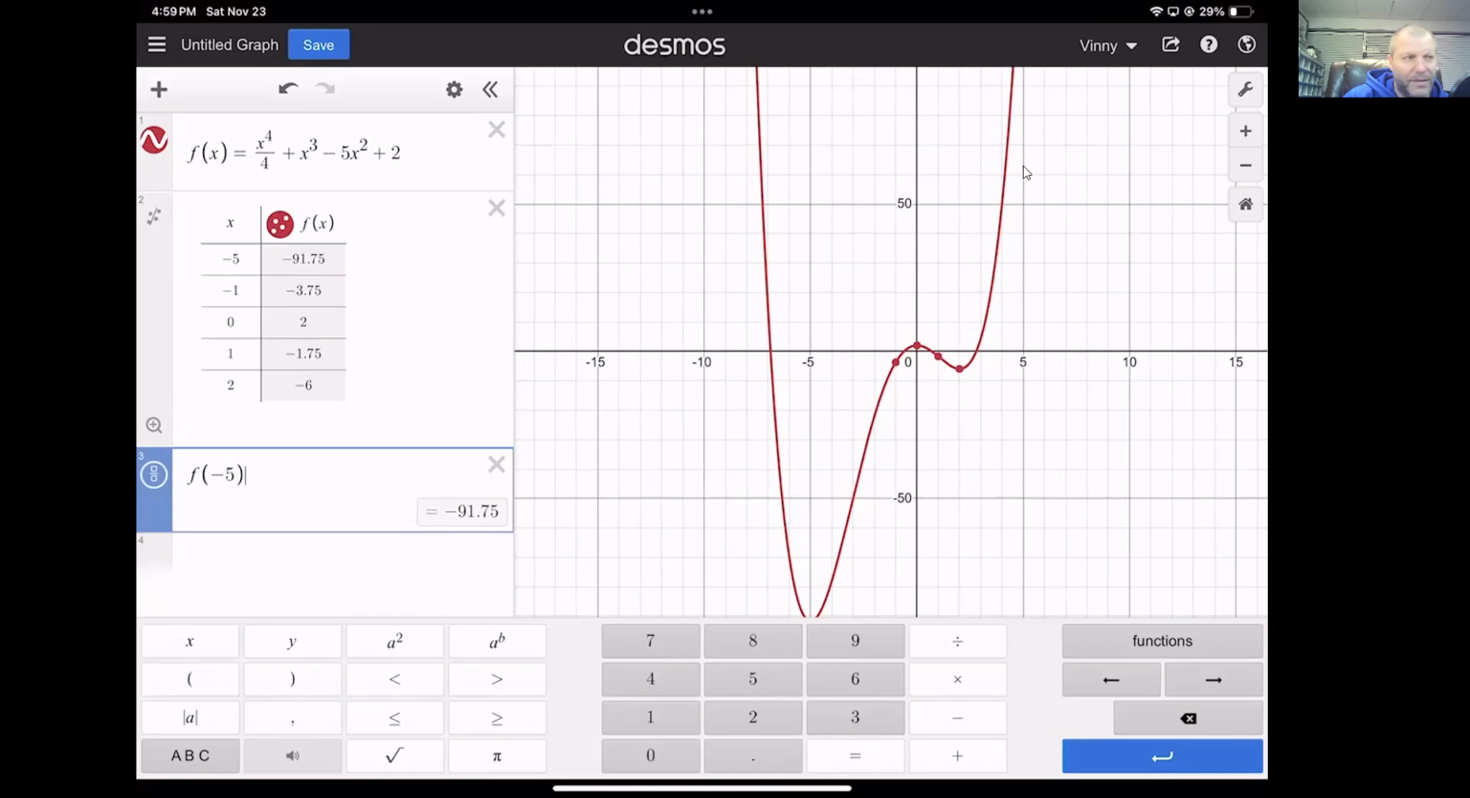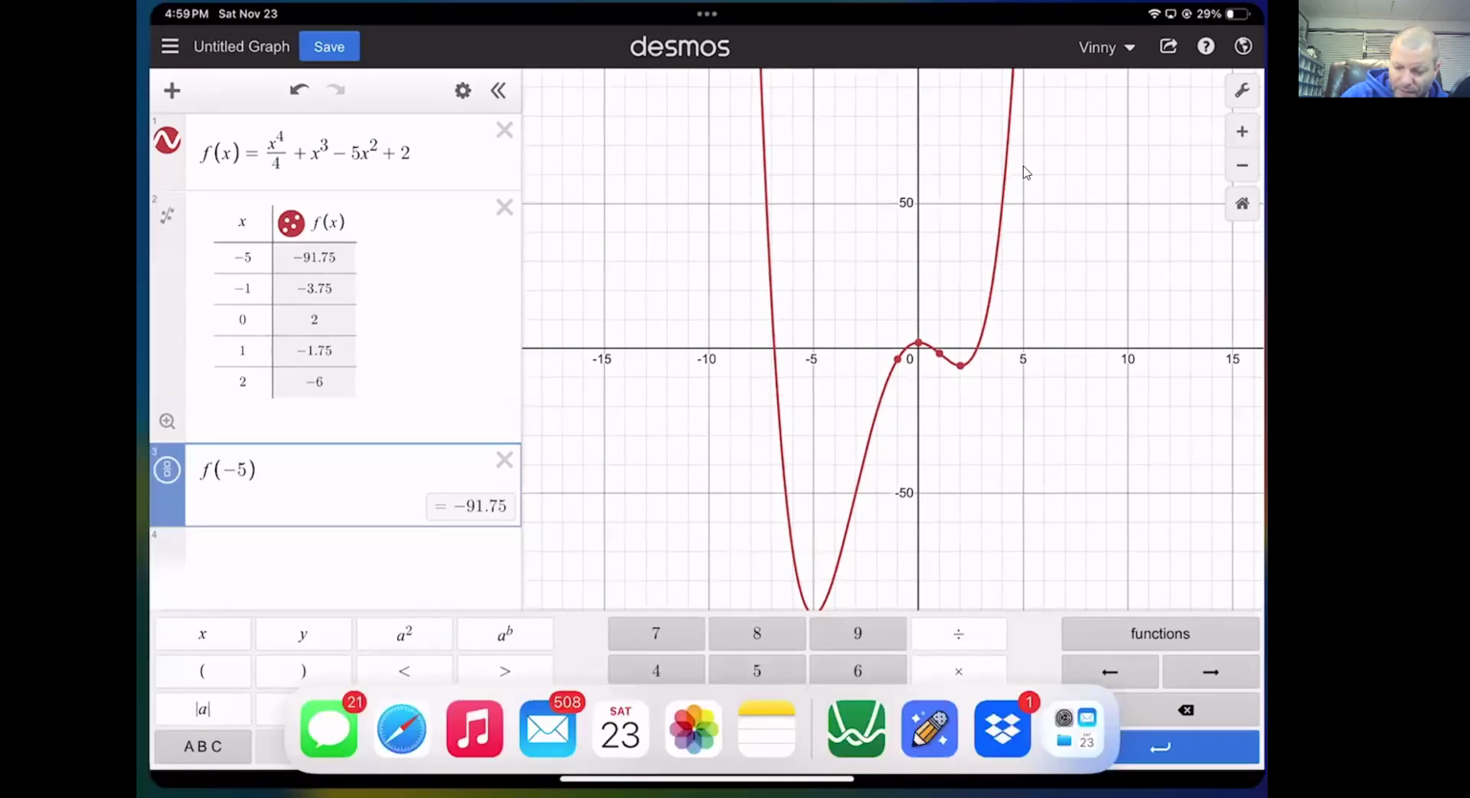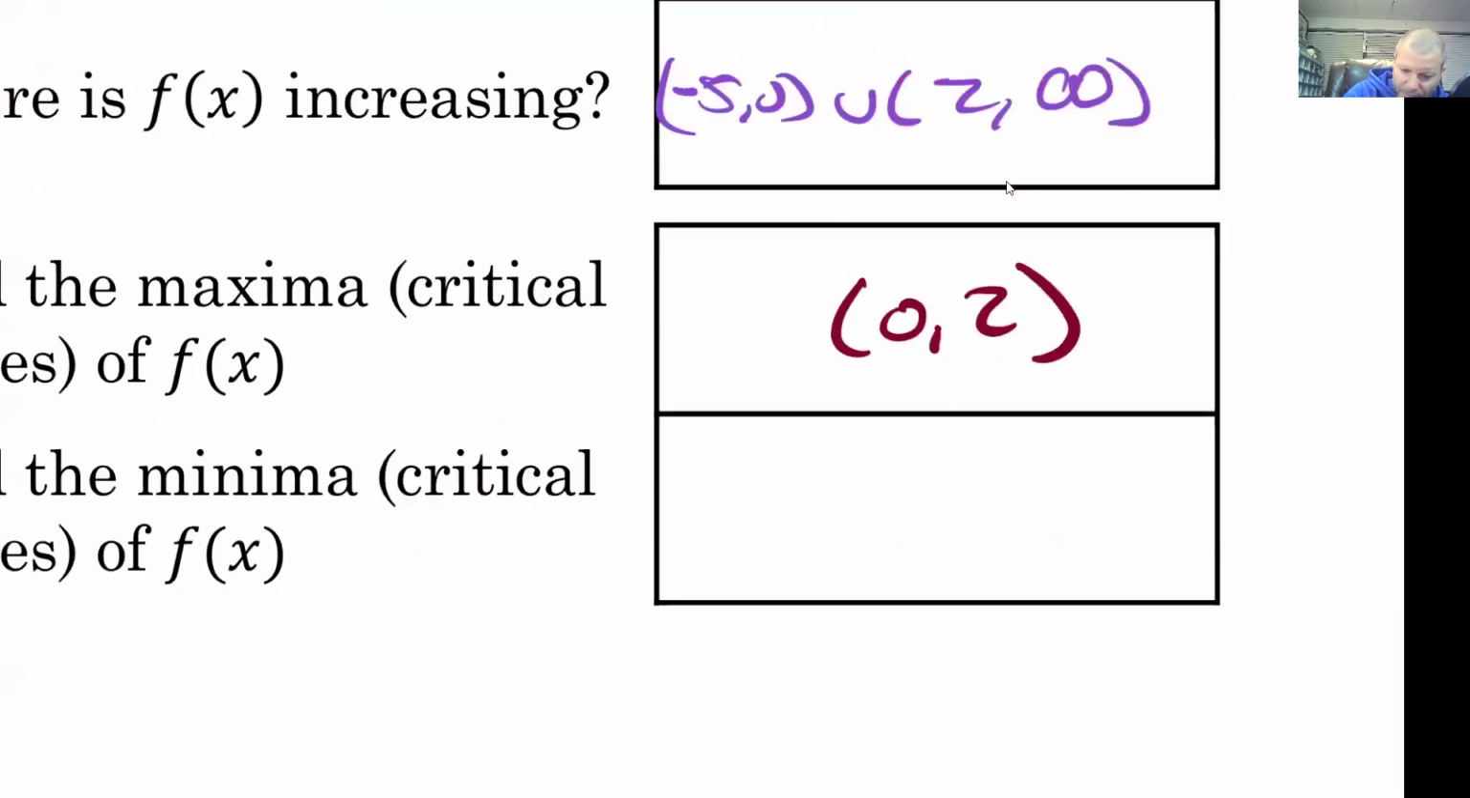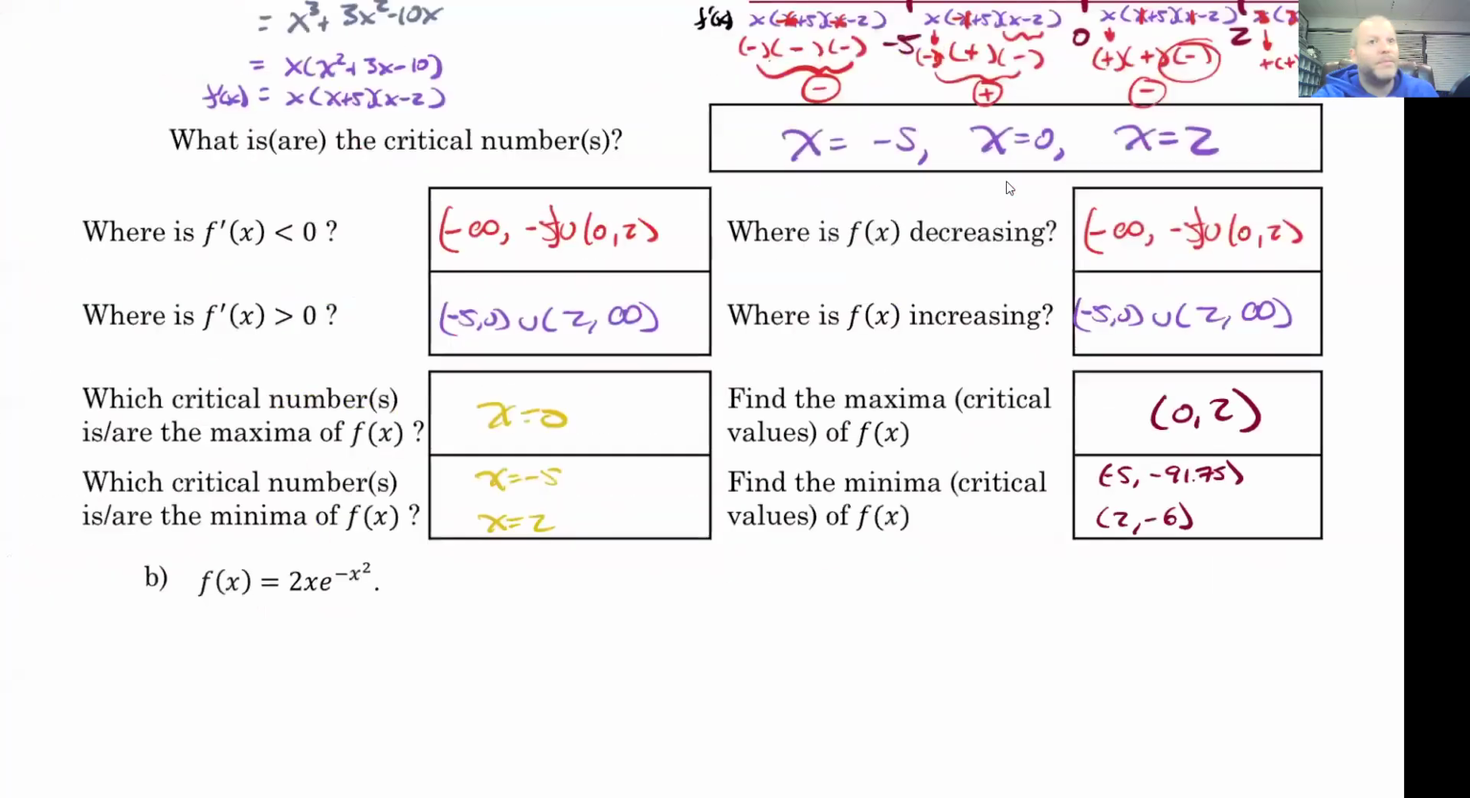All right, so either way, it's negative 91.75. So -5, negative 91.75, and 2, -6. Those are going to be our minima of the function.